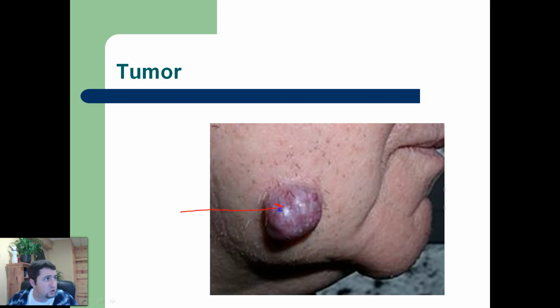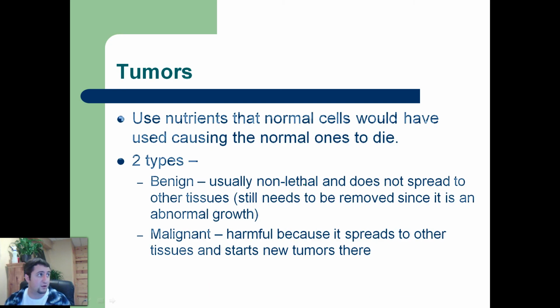Here I have a picture of a tumor. You see it's a lump on the cheek of this unfortunate person. The problem with that being there, other than just being really ugly, is that it will draw or suck nutrients away from the healthy cells around it. So it really sucks the life out of the cells around it. So tumors use nutrients that normal cells would have used, causing the normal cells to die.